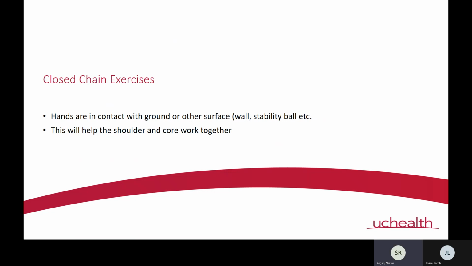Closed chain exercises are going to be where the hands are in contact with the floor or another surface, such as a medicine ball, stability ball, or the wall. So what happens here is, let's say you're doing a plank or a push-up variation, your core muscles have to work automatically in order to keep your spine and scapula in good alignment. So if you put yourself in that position and you're challenging the directions where your arms are going, again, there'll be videos towards the end here, and you'll be able to see how everything needs to work together.